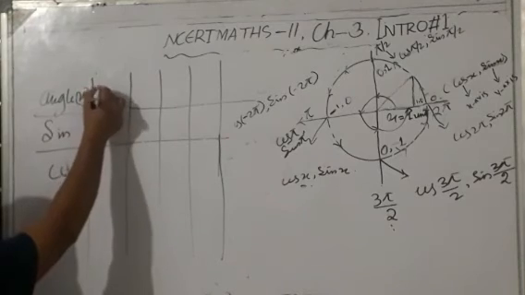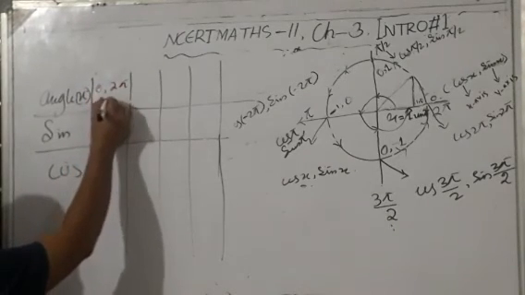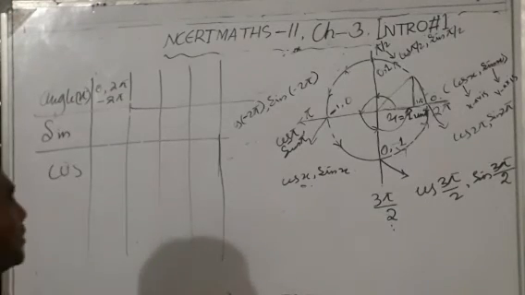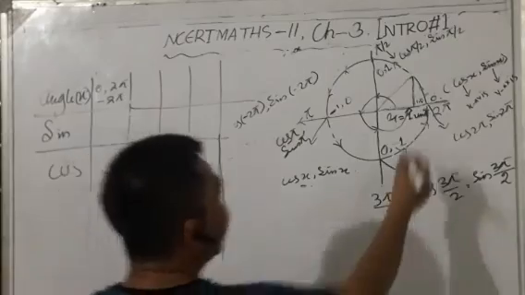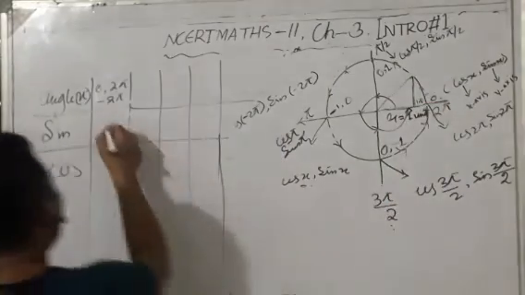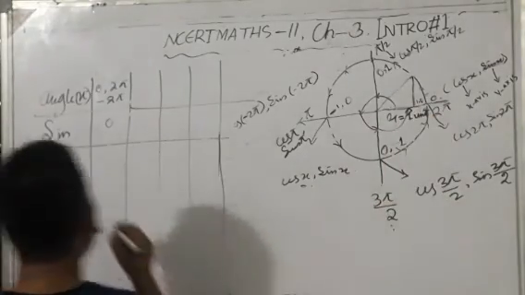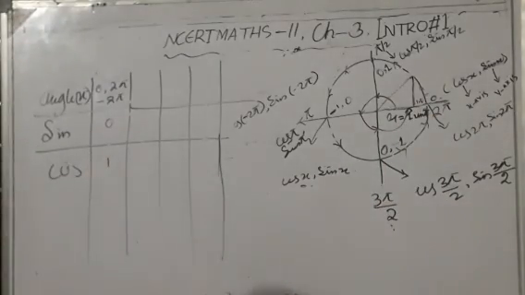Here 0, 2 pi and minus 2 pi, so it remains the same. For sine along the y-axis there is 0. For cos along the x-axis there is 1, correct? So 1. And next is pi by 2, minus pi by 2, and 3 pi by 2 and minus pi by 2, correct? Yes or no? So you can easily find it out yourself, right?